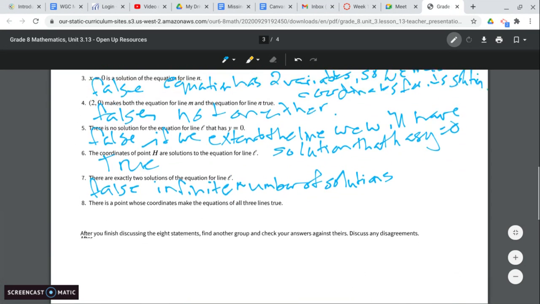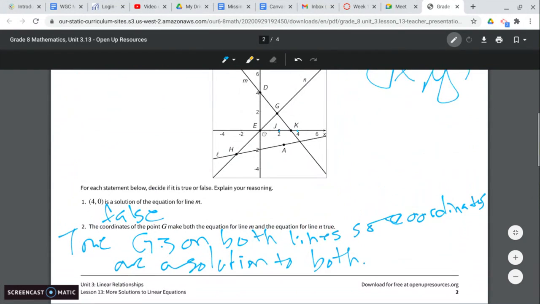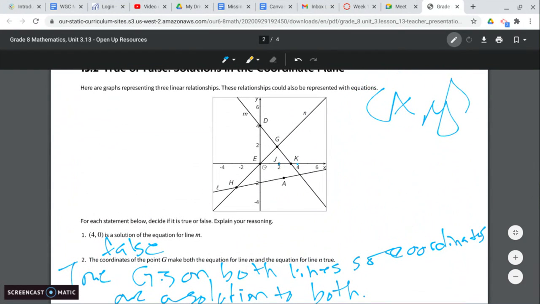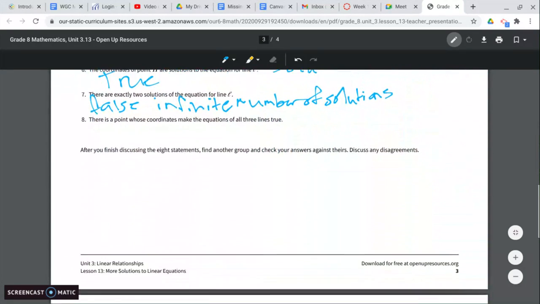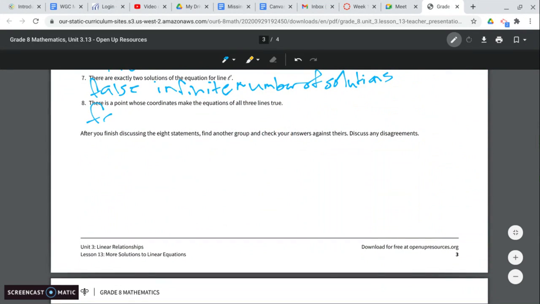All right, for number 8, there is a point whose coordinates make the equations of all 3 lines true. So is there one point that all 3 lines go through? No. Lines M and N intersect with G, M and L intersect over here, N and L intersect at H, but there's not one single point where all 3 of them intersect, so false. No point shared by all 3 lines.